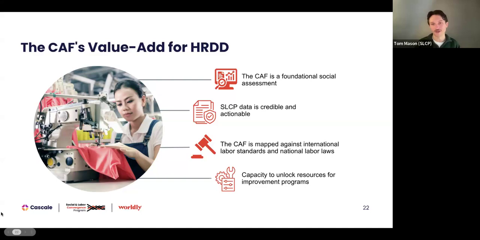The third is the CAF is mapped against international labour standards and national labour laws. Our tool, as I've mentioned before, has been embedded with the ILO Better Work program. We've designed the tool originally with the OECD due diligence guidance at front of mind. And these are things that make it unique to the CAF and why it adds value in the context of compliance. And the last point I'll make is the capacity to unlock resources to improvement programs.